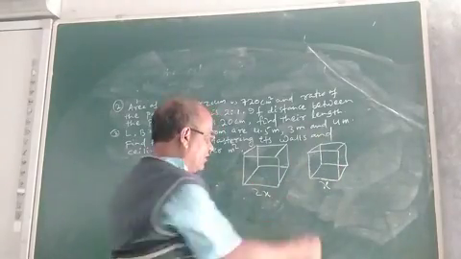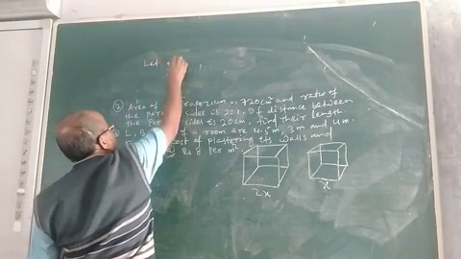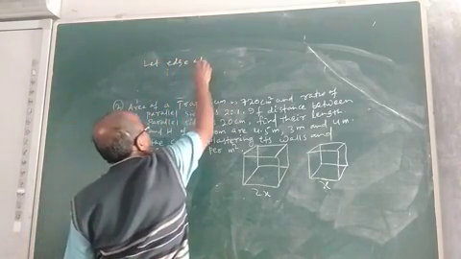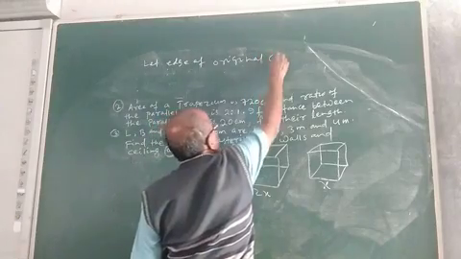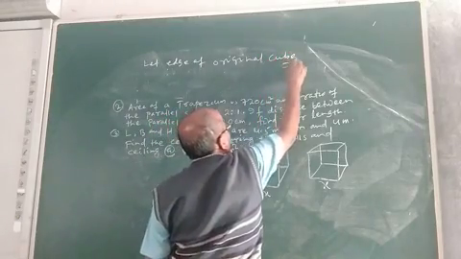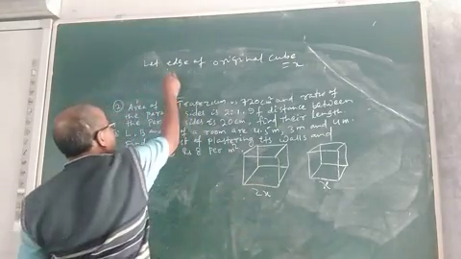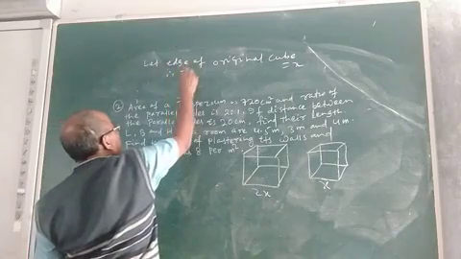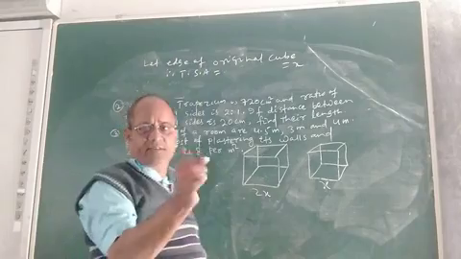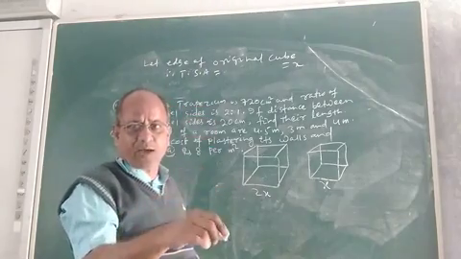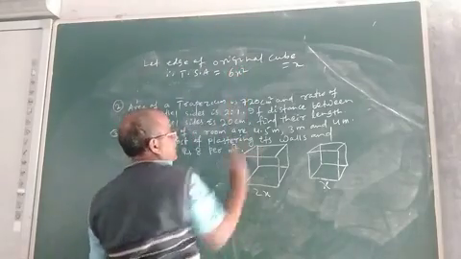How to find out? Now you see, suppose the edge of the original cube is x. Now if the edge of the original cube is x, then first we will find the total surface area, TSA. You know what is the formula? It is 6 into L square or x square, where L or x is the edge. It is 6x square.